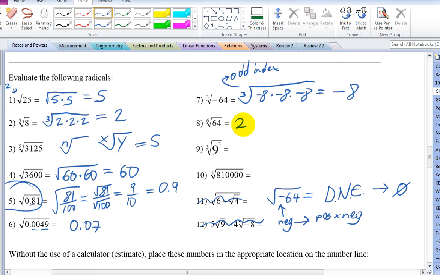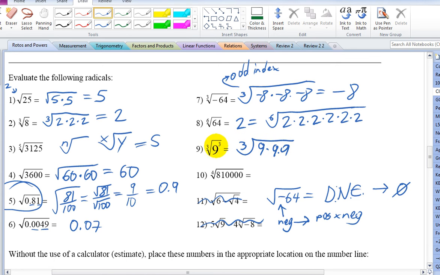So what that means, how can I write this? How can I write 2 as a root with index of 6? How many would have to be inside? How many 2s do I need to write in order to keep the value the same? 6 of them. 3, 4, 5, 6. Okay. What about this? Cube root of 9 cubed. Well, that would be 9 times 9 times 9. That's what this cube root means. So what is my answer then?